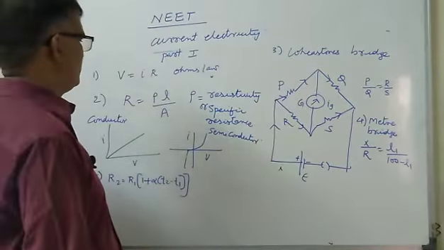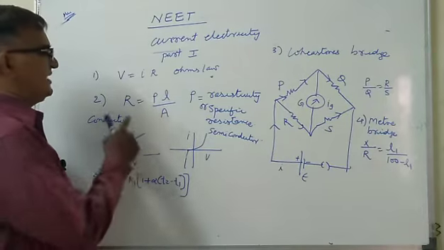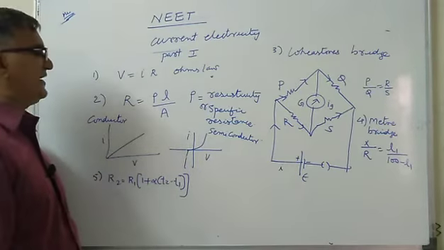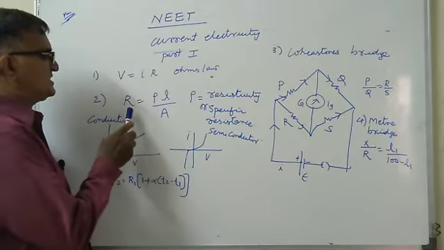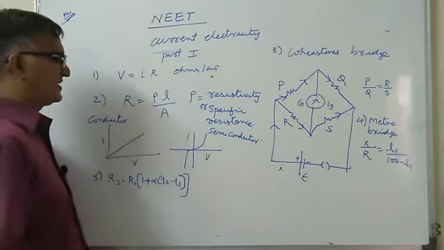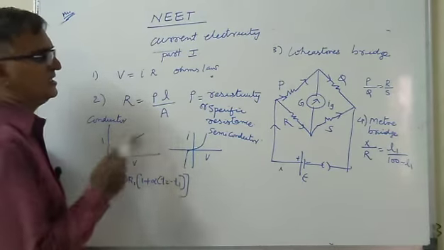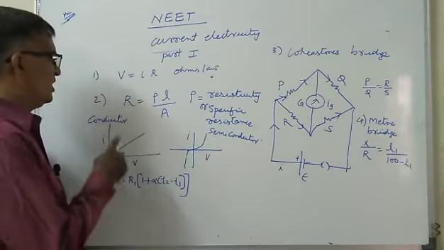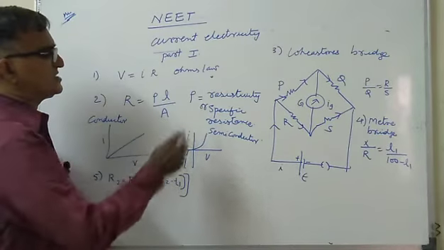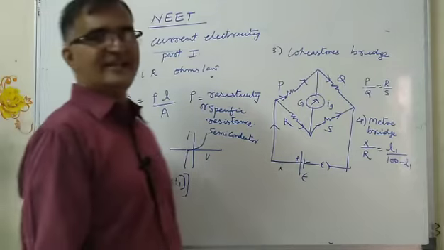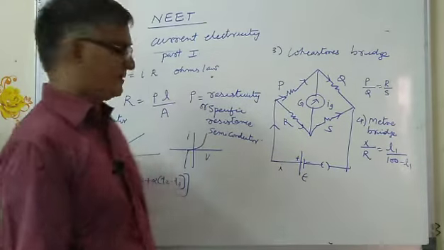Then coming back to the resistance of a conductor, the resistance depends on the length of the conductor and the area of cross section. Resistance is directly proportional to the length of the conductor and inversely proportional to the area of cross section. This is one more formula. Rho is called resistivity or specific resistance. It is a property of the material.